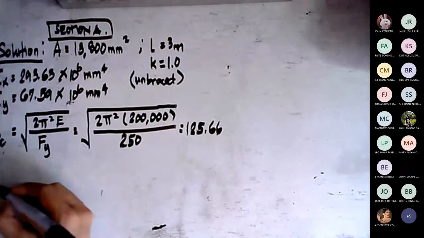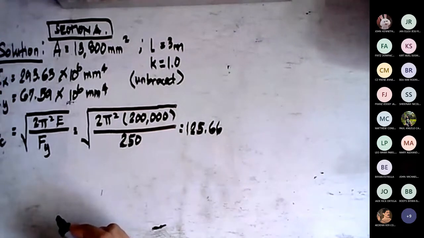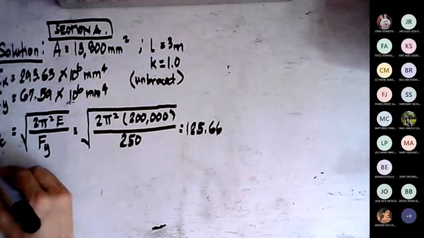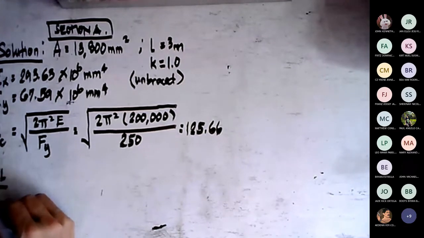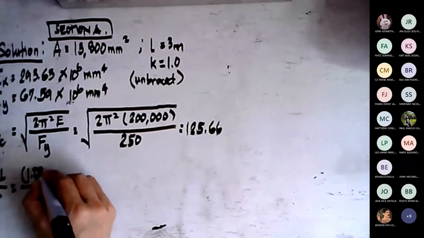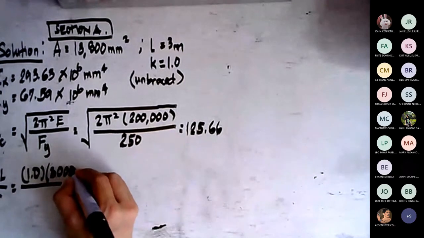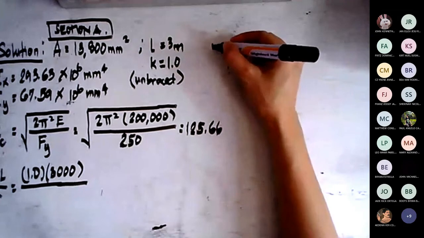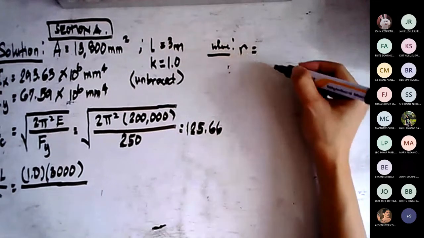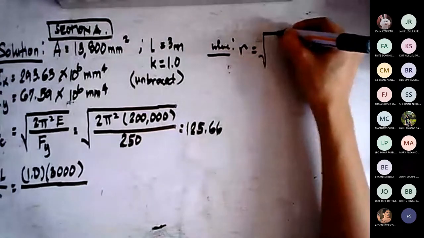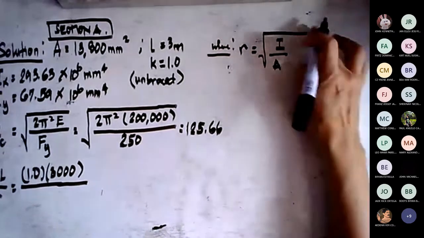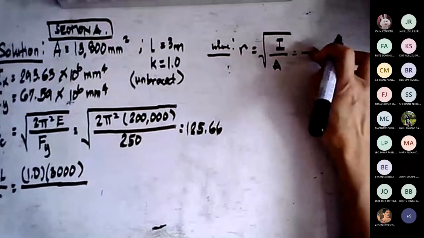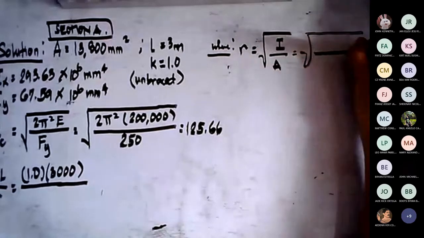Okay, so we have for section A, KL over R is equals to 1.0 times the unsupported length, which is 3 meters, so that is 3,000 mm. Then the radius of gyration can be determined using the formula for the radius of gyration. This is another formula that you have to take note of. Square root of I over A. The square root of moment of inertia over the cross-sectional area, that is the radius of gyration. So kung hindi given yung radius of gyration, all you have to do is to make use of this formula.